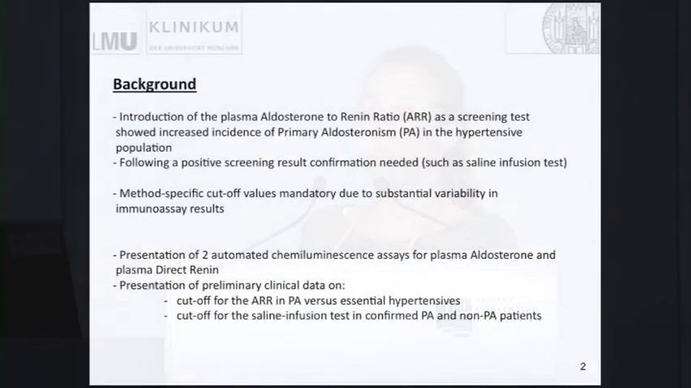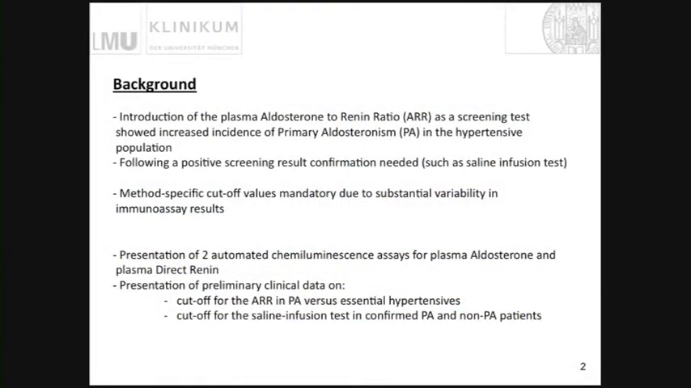So following a positive screening test, the result needs to be confirmed by some kind of suppression test, such as the saline infusion test, which is used in Munich, in the university hospital there. So obviously, as we heard, accurate and reliable measurements for aldosterone and renin are very important, and method-specific, if not lab-specific, cutoff values are mandatory due to the substantial variability in assay results.